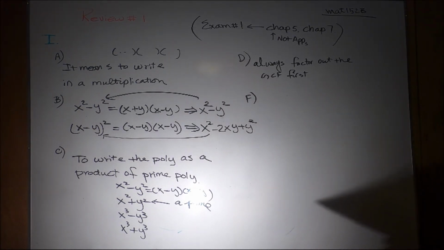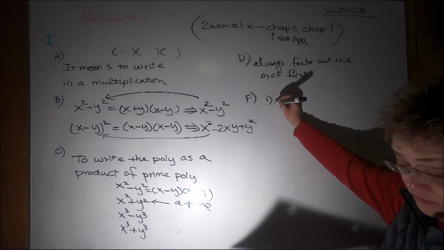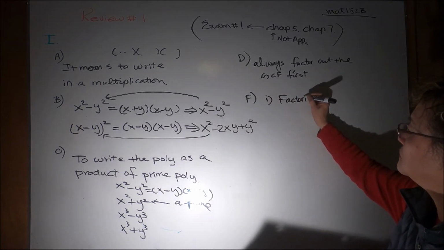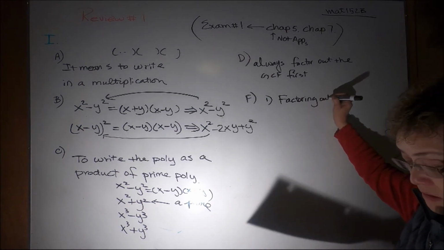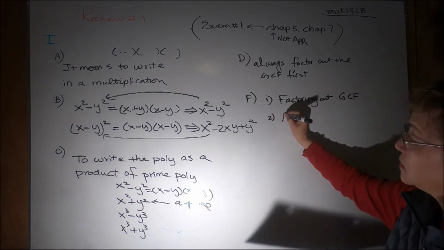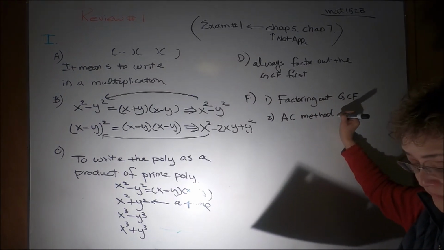What methods do we have for factoring trinomials? We have repeated this many times. We always first factor out the GCF. Then you will do the AC method, right?